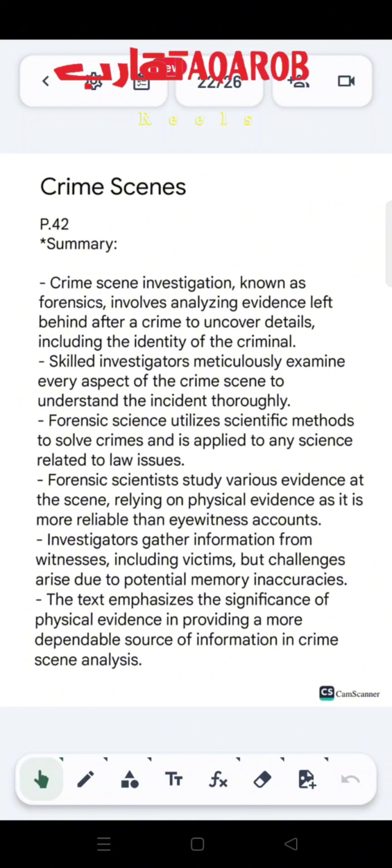Forensic scientists study various evidence at the scene, relying on physical evidence as it is more reliable than eyewitness accounts. Investigators gather information from witnesses, including victims, but challenges arise due to potential memory inaccuracies. The text emphasizes the significance of physical evidence as a more dependable source of information in crime scene analysis.